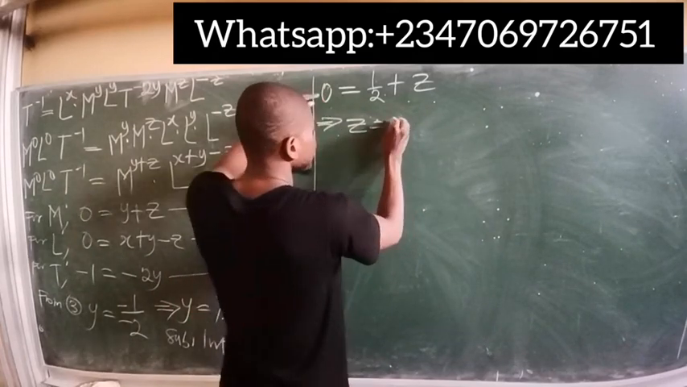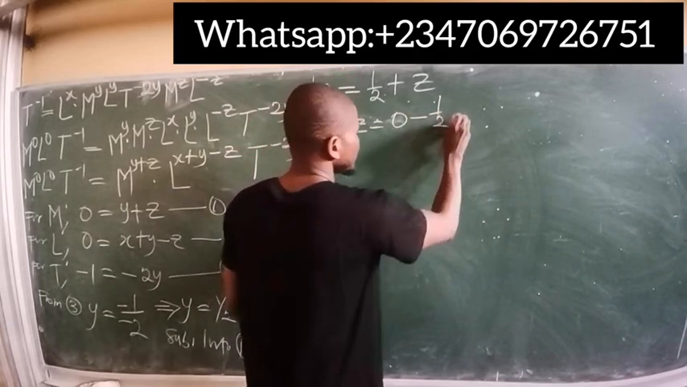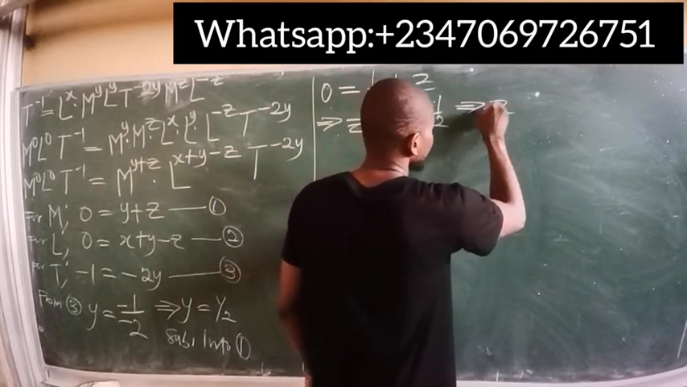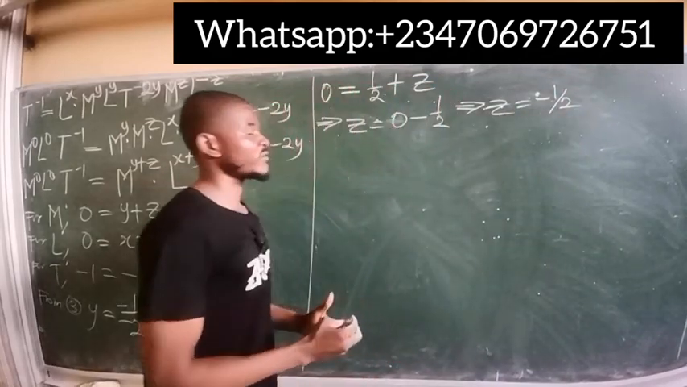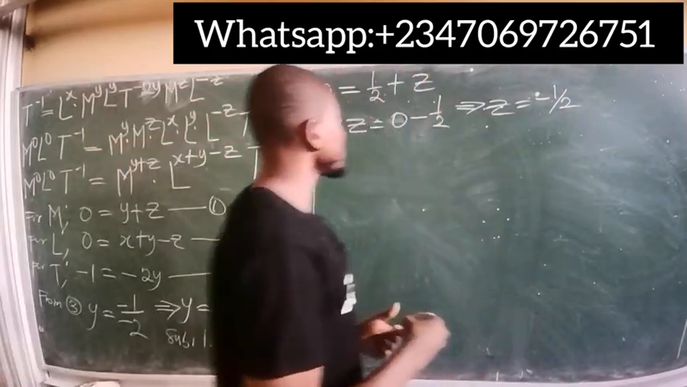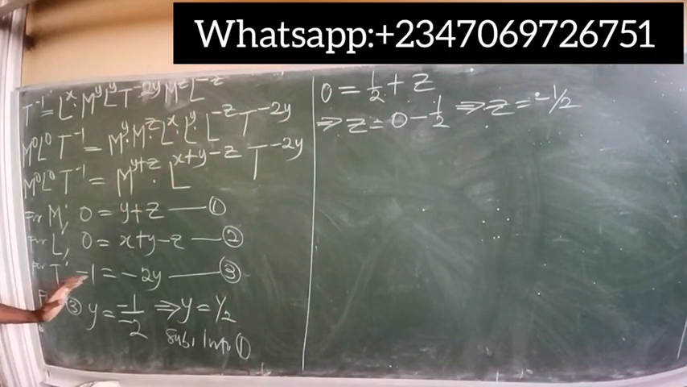Okay, it becomes 0 minus 1 all over 2. So this implies that z is actually what? Minus 1 all over 2. That gives us the value for z. So if we obtain this value for z, we can quickly access equation 2 now.